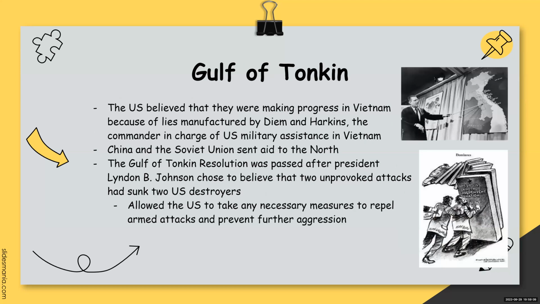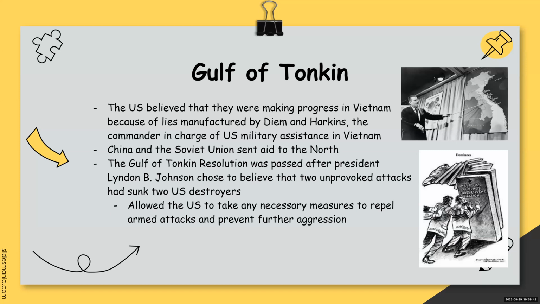Okay, so the Gulf of Tonkin resolution was passed because at first, the US believed they were making progress, or they were disillusioned. But these were basically just lies manufactured by Diem and Harkins, who was the commander in charge of US military assistance to Vietnam. China and the Soviet Union sent aid to the north, I think, through the Ho Chi Minh Trail.